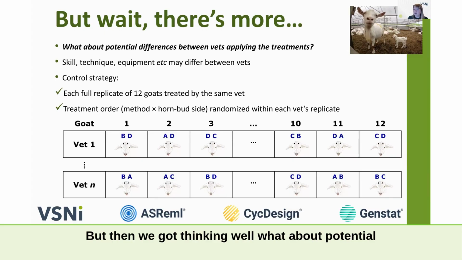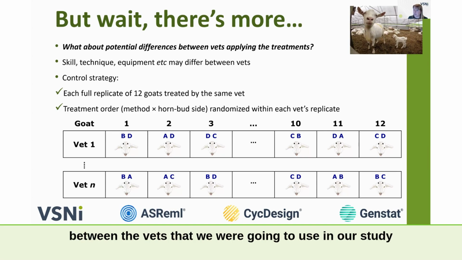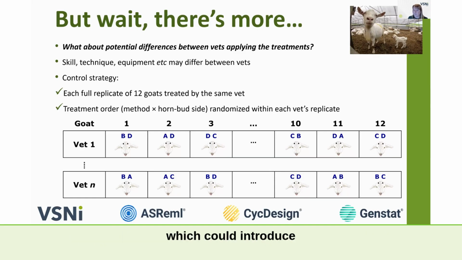But then we got thinking, well, what about potential differences between the vets applying the treatments? So of course, things like skill, technique, or even equipment might differ between the vets that we were going to use in our study, which could introduce differences in the results. So to control for this, we assigned 4 replicates of 12 goats to the same vet. We also wanted to guard against potential effects due to the actual treatment order, so we also randomised the order within each vet's replicate.